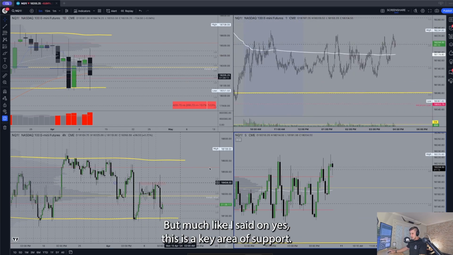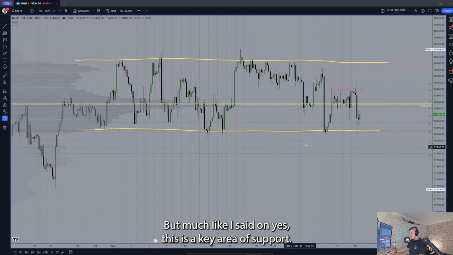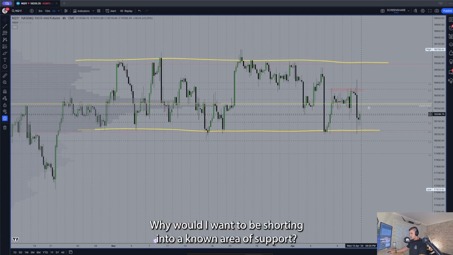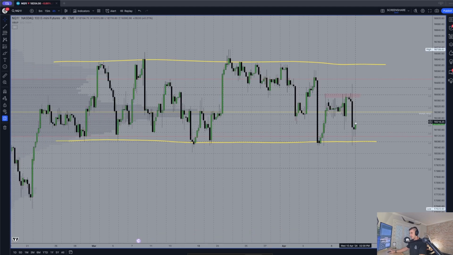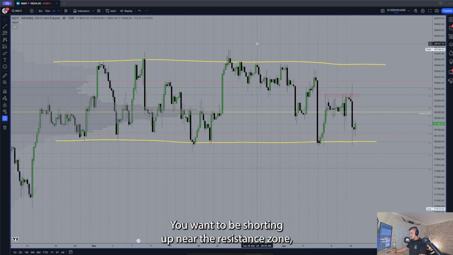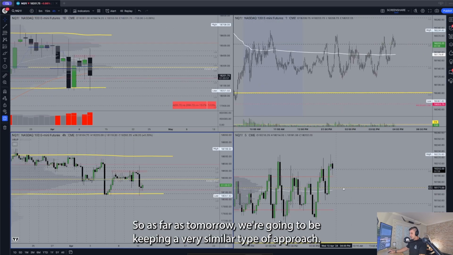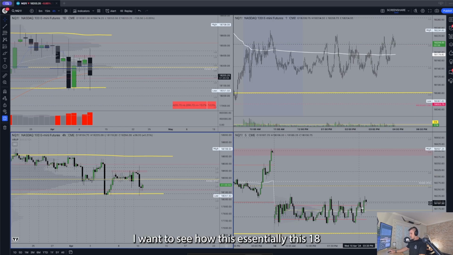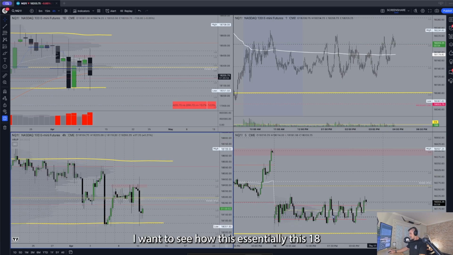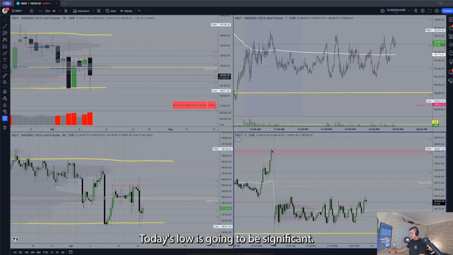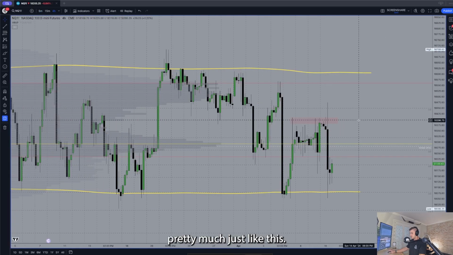But much like I said on ES, this is a key area of support. Why would I want to be shorting into a known area of support? You're going to be shorting up near the resistance zone, not into support. So as far as tomorrow, we're going to be keeping a very similar type of approach. I want to see how this 18,150, 145 area holds. Today's low is going to be significant. Pretty much just like this.